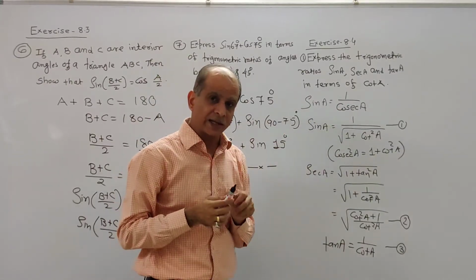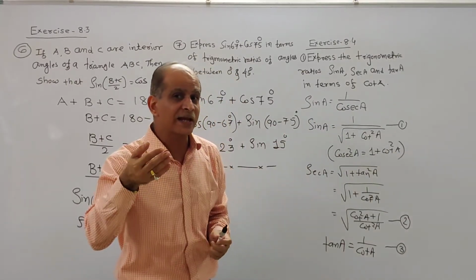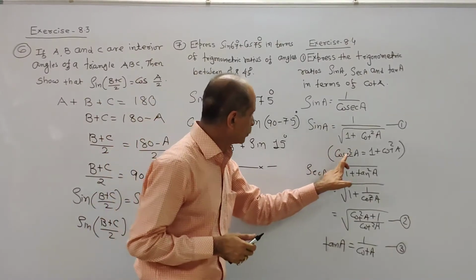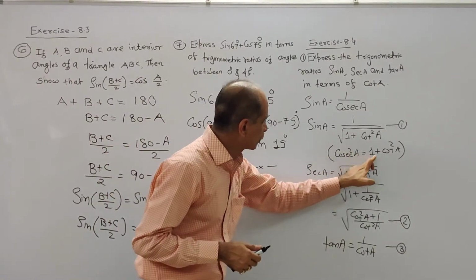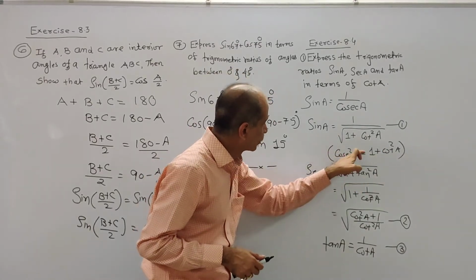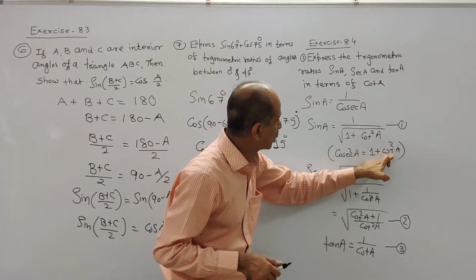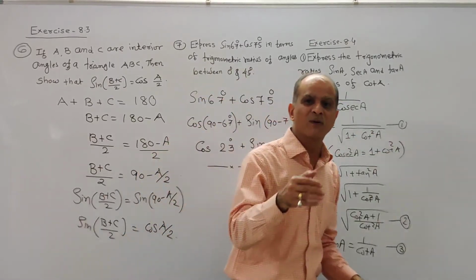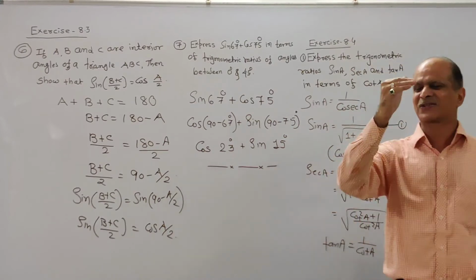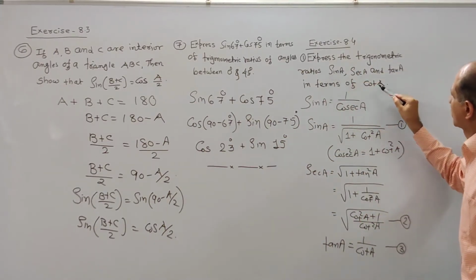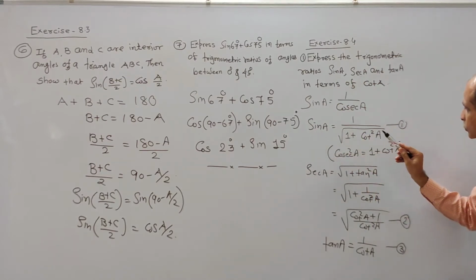Now cosec A, you can convert cosec A into cot A by the second fundamental identity. Cosec square A is equal to 1 plus cot square A. So cosec A is equal to under root 1 plus cot square A. So in place of cosec A, write down under root 1 plus cot square A. So now you get sine in terms of cot.